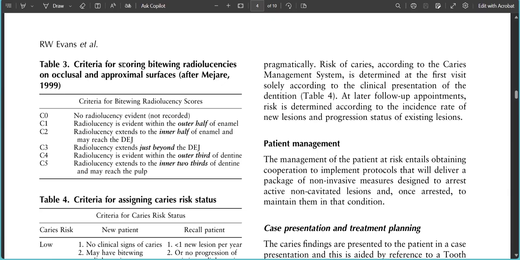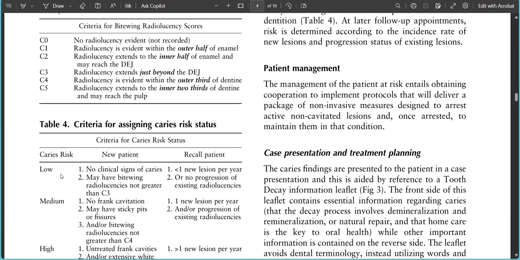Okay, so the criteria for scoring radiolucencies: C0 will be no radiolucency evident. Whenever you are reading the X-ray, if there is no radiolucency, it will be categorized as C0. If there is a radiolucency but it is within the outer half of enamel, it will be C1. If it is in the inner half of enamel and may reach the DEJ, then it will be C2. But if it extends to the DEJ, which is the dentino-enamel junction, then it will be C3. If it is in the outer third of dentine, C4, and the inner two-thirds of the dentine, C5.